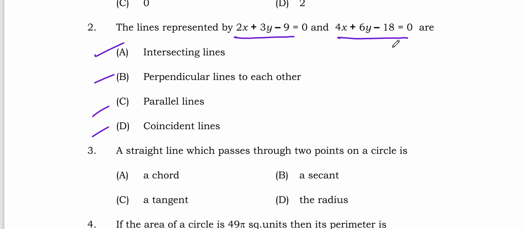They can ask any question. What about lines? Make a note. Which type of lines they exist? They can ask you. Example, the question they have given.